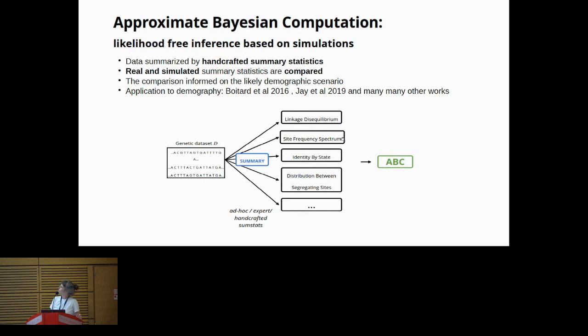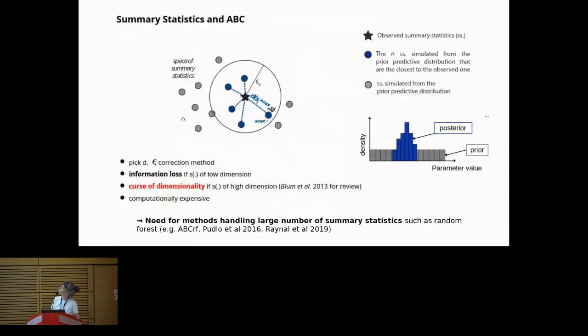And so all these statistics can be used in an approximate Bayesian computation method, which basically compares simulated data, so the dots, to the real data, the stars, but compares them in terms of summary statistics. From that, you can keep only the simulations that are close enough, and that allows you to draw a posterior for the demographic parameter in this case.